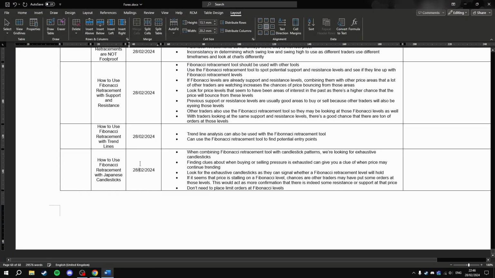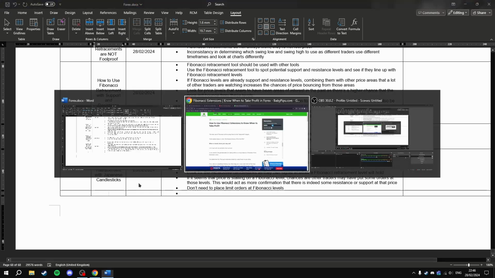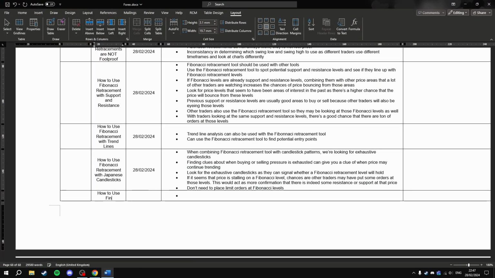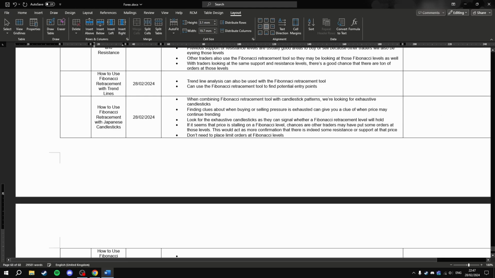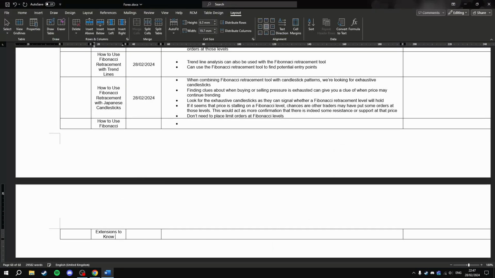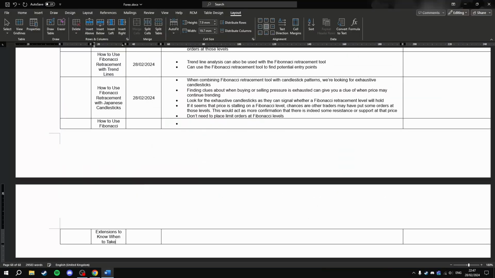Okay, we're on to Fibonacci extensions, to know when to take profit.